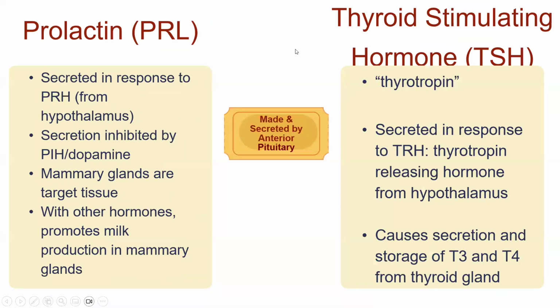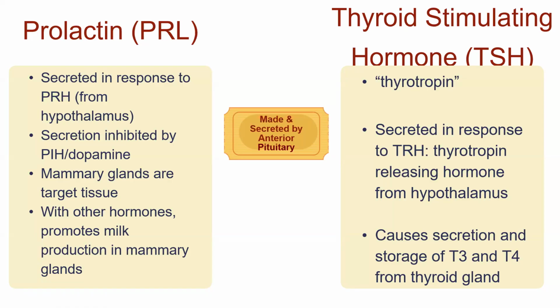Prolactin promotes lactation. So we have prolactin releasing hormone from the hypothalamus or prolactin inhibiting hormone. This is going to cause milk production within the mammary gland. It's also helped with that job by estrogens and progesterone and some of the other things we find, especially within the female system. But prolactin promotes lactation. That's how I always remember that one.